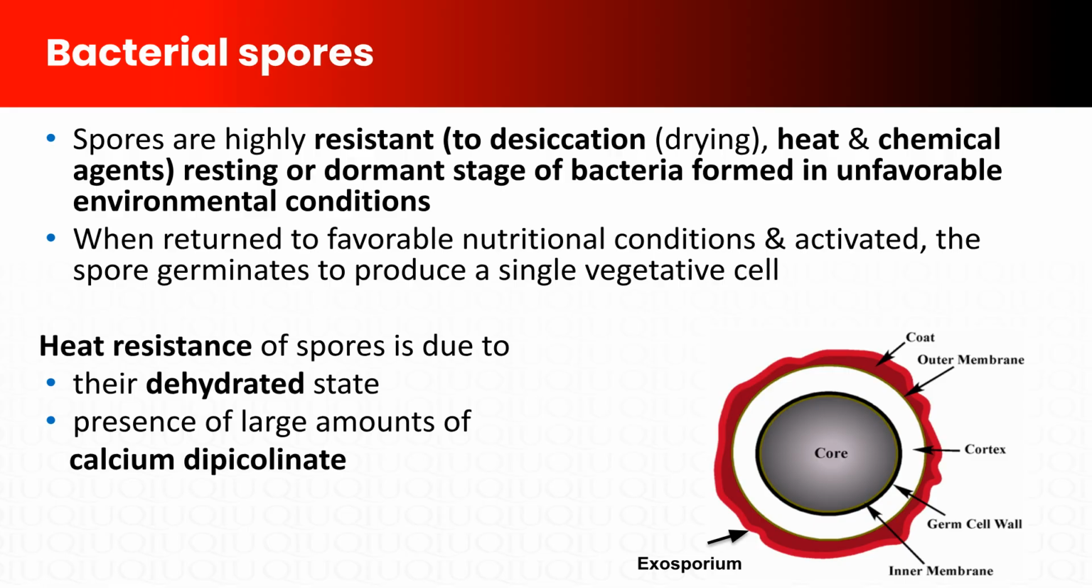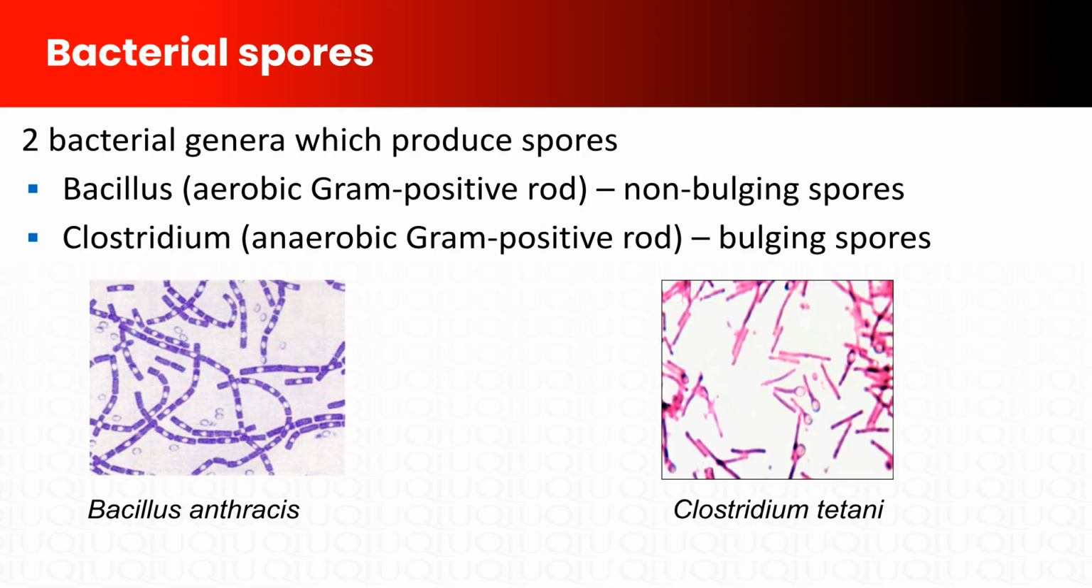Bacterial spores are highly resistant, dormant stages formed under unfavorable conditions. They are resistant to desiccation, heat, and chemicals due to their dehydrated state and the presence of calcium dipicolinate. Spores germinate to produce a single vegetative cell when conditions become favorable. Two major bacterial genera produce spores: Bacillus, an aerobic gram-positive rod with non-bulging spores, and Clostridium, an anaerobic gram-positive rod with bulging spores. Examples include Bacillus anthracis and Clostridium tetani.